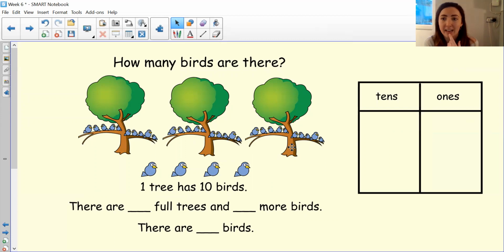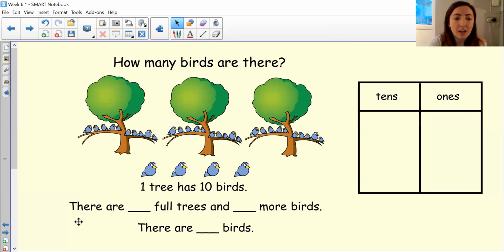Now, you might have said counting in tens, and you'd be absolutely right. And then we would need to count on in ones. So well done if you said that as well. But today, we're also going to be representing that.